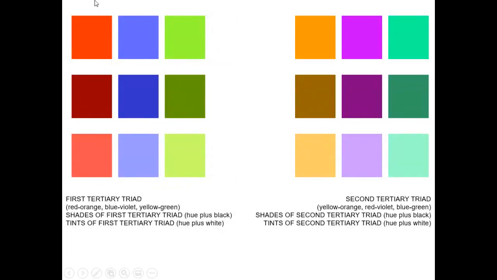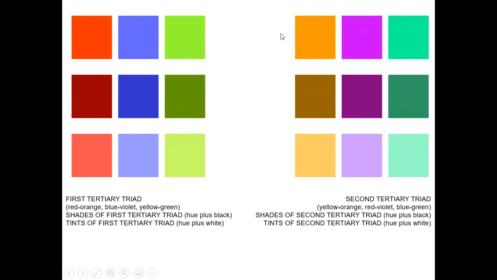So we've got our first tertiary triad on the left and our second tertiary triad on the right. I've got red-orange, so an orange that leans more toward red. I've got a violet or purple that leans more toward blue. And I've got a green that leans more toward yellow. So red-orange, blue-violet, yellow-green.